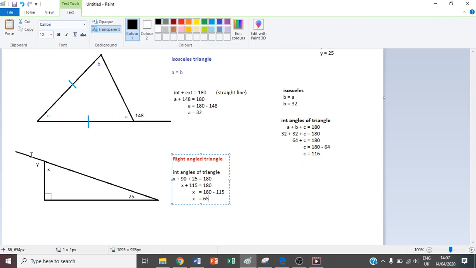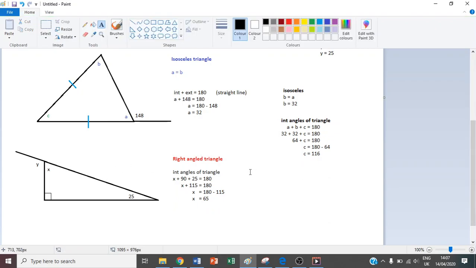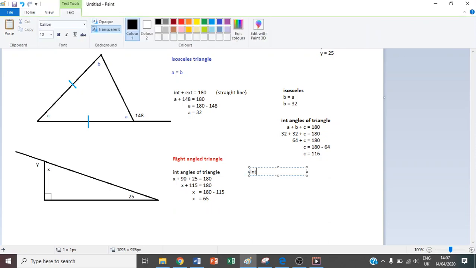Again, I know that y is an exterior angle on this triangle, and it makes a straight line with x, which is the interior angle in the triangle. So I'm just going to go ahead and write that rule so it's clear what I'm doing here. Int plus ext equals 180. Okay, my interior being x plus my exterior being y equals 180. And once again, I just worked out what x was, so I can just go ahead and substitute that value in. Instead of x, I'll put 65.